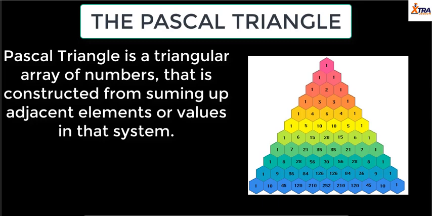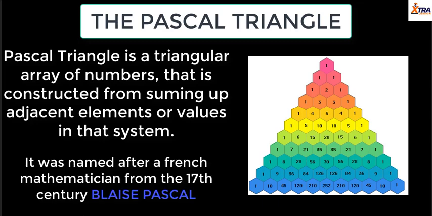It was named after a French mathematician from the 17th century known as Blaise Pascal. Yes, the very popular Pascal that we know. So it was named after him. It talks about how we can use a triangular array of numbers, by summing up these adjacent values to form our binomial coefficients, which can now be used for any particular expansion at any particular index. So we'll be looking at how it is formed.